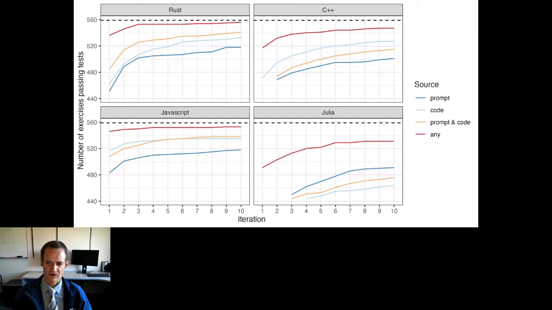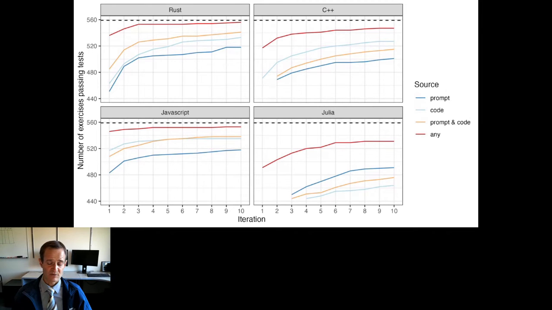Okay, and you can see the different lines there. Well, let me actually start with the ones at the bottom. So the bottom, the dark blue, are the ones where it was the prompt only. So it typically performed worse with the prompt only, though in Julia, I'm not sure why, it tended to perform the best there. When we gave it just the code, that was kind of in the middle. When we gave it the prompt and code, it sometimes performed better than the others, like with Rust, but in other cases, it didn't perform so well.